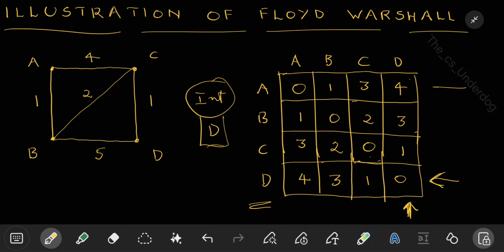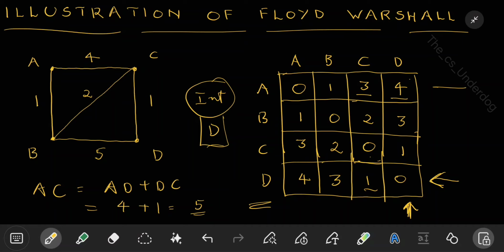We'll take the first row. AA is already 0, we'll skip. AB is 1, which is the smallest possible value. We'll take AC. If you consider AC, it will be AD plus DC. AD is 4 plus DC is 1. This will give a total of 5. But the existing value of AC is 3, which is better than 5. What should you do? You should make no changes.